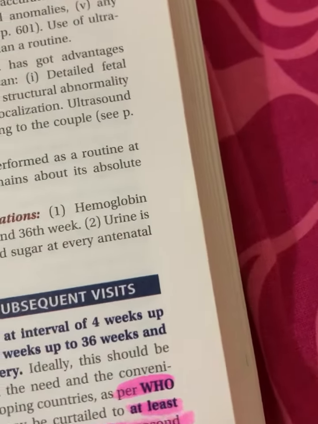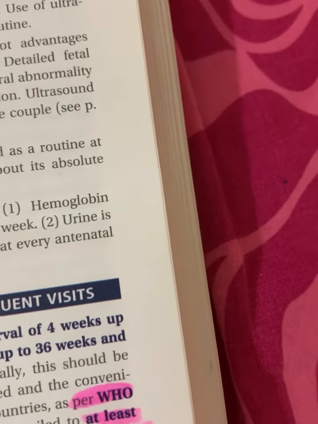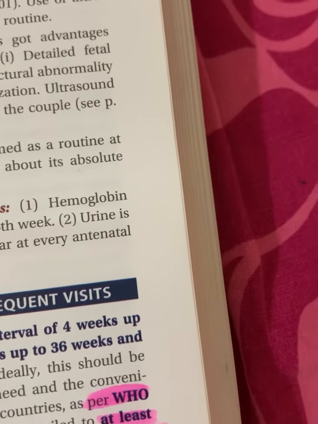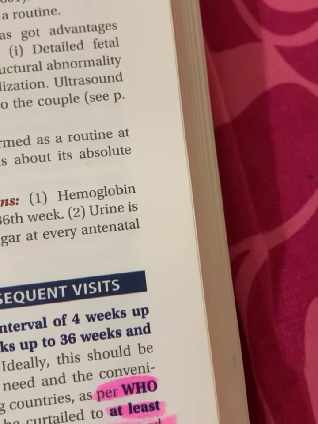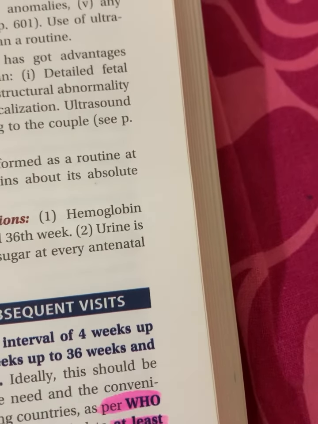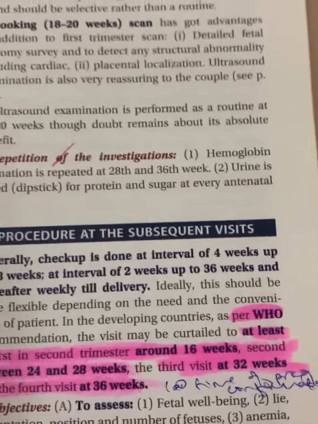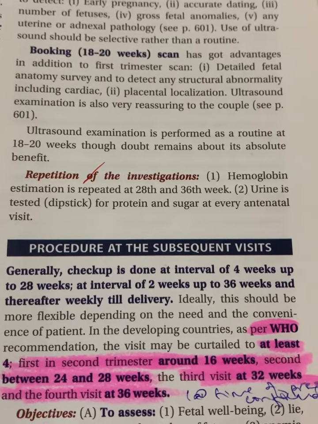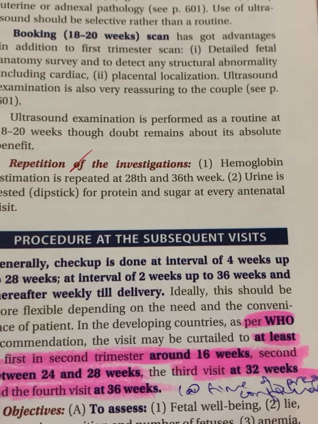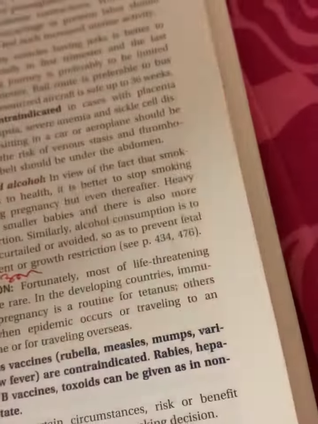So this is what happens. Now we need to know the number of ANC visits. Ideally in the first 7 months, one visit each month. Next, in the 8th month, one visit every 15 days, and in the last month one visit every week is allotted. But according to WHO, 4 visits are enough. So when are these 4 visits to be done? That is somewhere around 16 weeks, 24 to 28 weeks, 32 weeks and 36 weeks. So this is important.